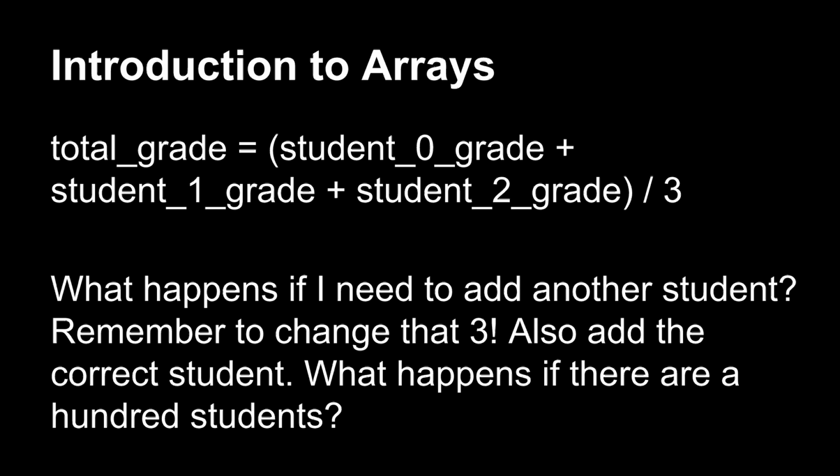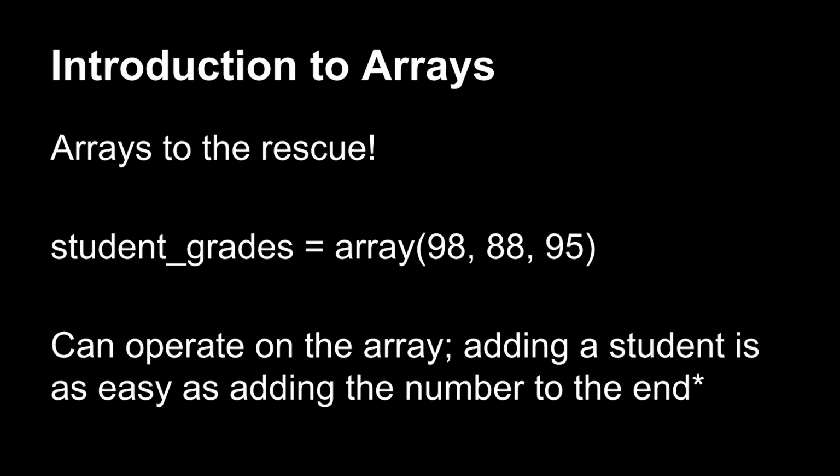Obviously, if I have to add 10 students, 100 students, that's going to become very unmanageable and is going to open up our code to a lot of bugs. It's going to become very brittle. So in that regard, we'd want to use an array. So let's imagine that I have the same 3 students, and again, I'm only concerned with one specific assignment, so I'll just call it student grades. I'll create a new array and set the values to 98, 88, and 95.